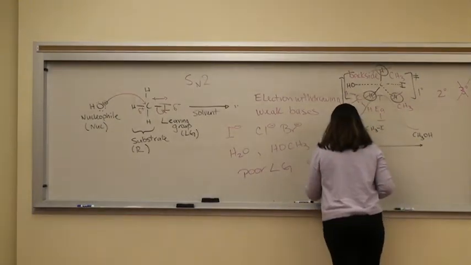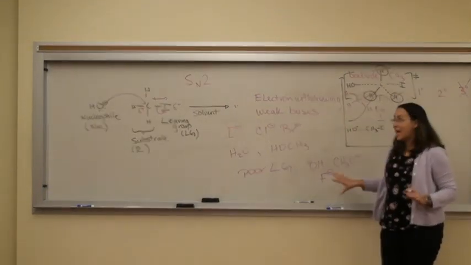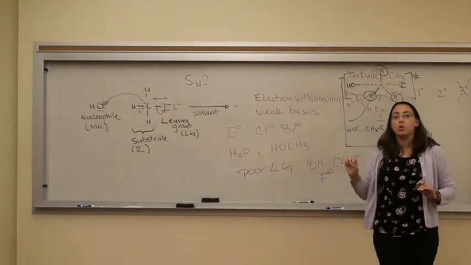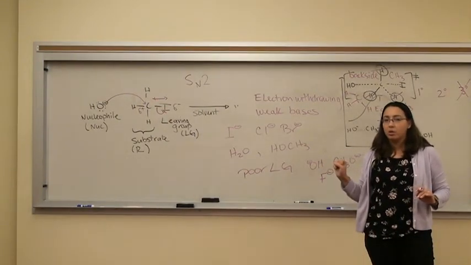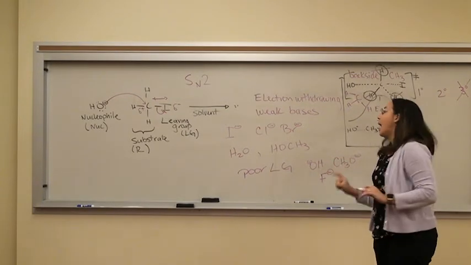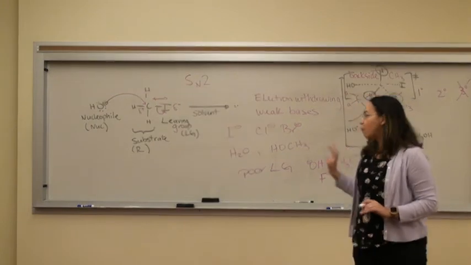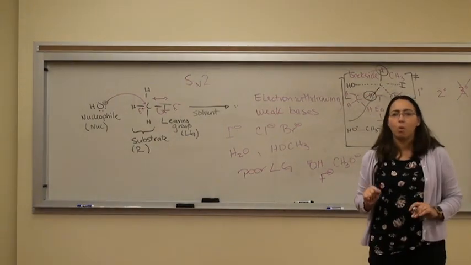Finally, fluoride is a halide, but fluoride is also the most electronegative ion that we know. It wants to hold those electrons very tight, and it does not want to leave the carbon once it's attached to it. So fluoride is an example of a very poor leaving group.